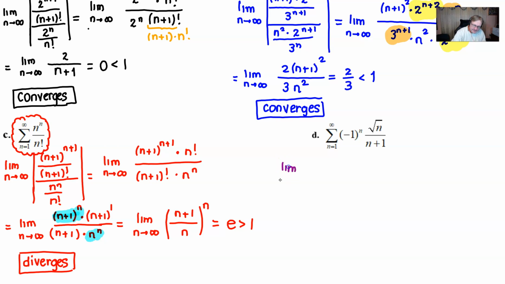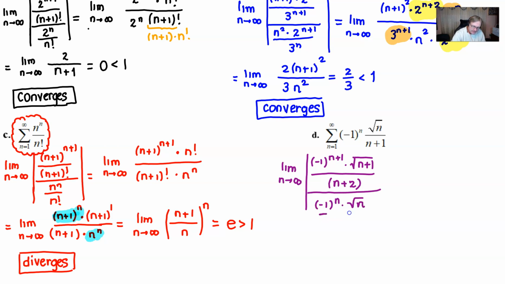We're going to take the limit as n approaches infinity of the absolute value. Now notice we have -1 to the n plus 1 times the square root of n plus 1, all divided by n plus 1 plus 1, which is really n plus 2, and then that placed on top of -1 to the n times the square root of n all over n plus 1. Lots going on there.